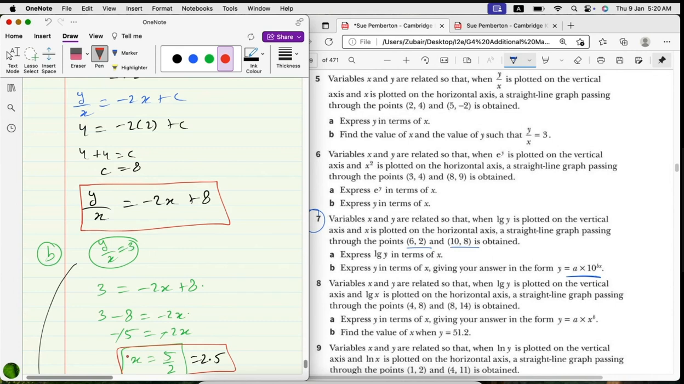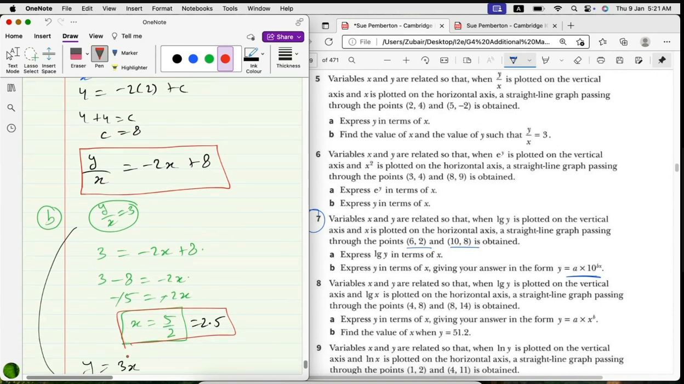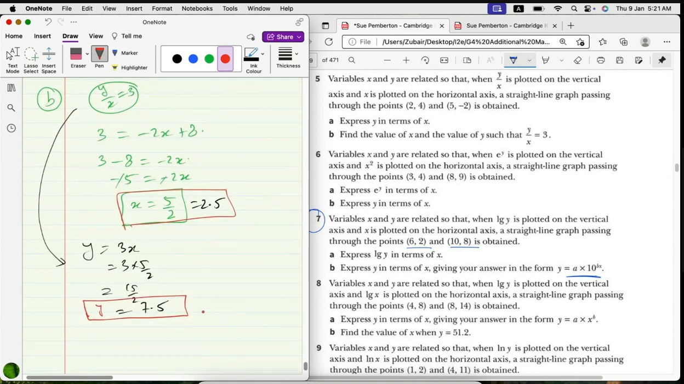First part done. Yes, for the first part, I got y over x equals negative 2x plus 8. And then the second part: negative 5 over negative 2 equals x. So that just cancels, just 5 over 2 equals x. Then I'll plug it back into the equation and I'll get the y. So x is 2.5 and y is 7.5. Yes, so then I have to multiply the 2. Oh, okay, yeah, just multiply 2.5 by the 3, and that's 7.5.